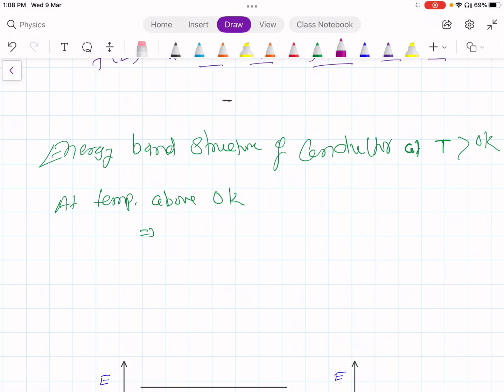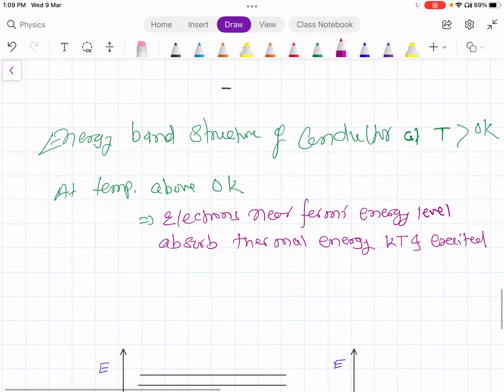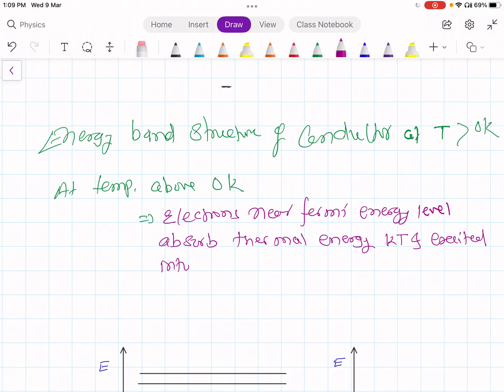So at temperature above 0 Kelvin, electrons near Fermi energy level absorb thermal energy. How much thermal energy they will absorb? They will absorb thermal energy kT. T is the temperature, K is the Boltzmann constant, and they are excited to higher energy level.